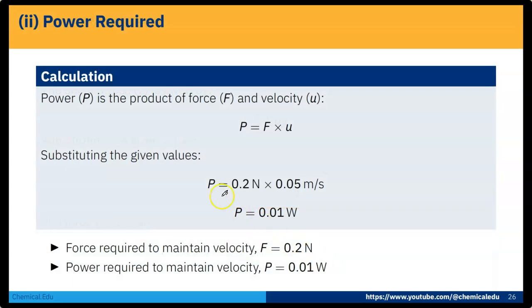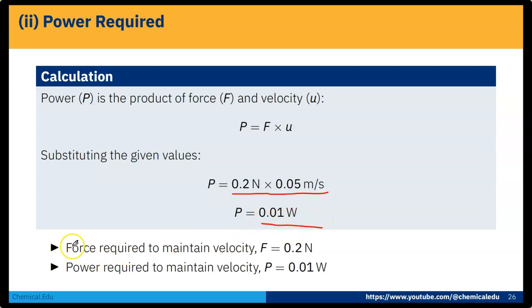Then we have to do the power calculation. So power P is the product of the force into the velocity. So P is force into velocity. We already know the force is 0.2 Newton, and velocity we know from the given data, that is 0.05 meter per second. So if we do the calculation, power will be 0.01 watt.